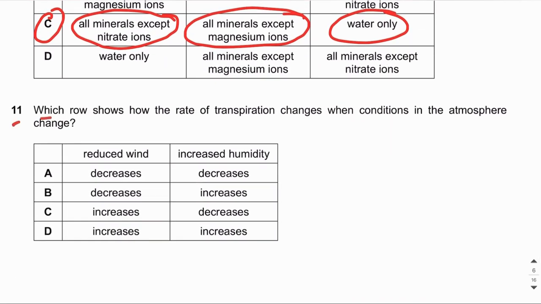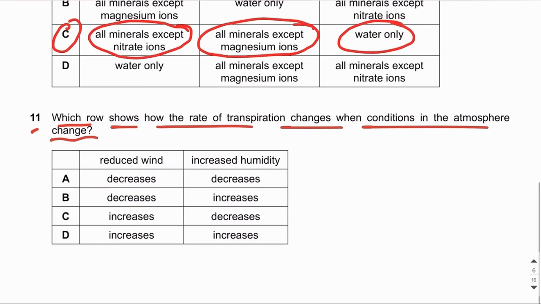MCQ number 11. Which row shows how the rate of transpiration changes when conditions in the atmosphere change? So guys, we have to state that these are the conditions given and what will happen to the rate of transpiration. As you all know, if the wind speed is reduced, the transpiration rate will be low. If you increase the wind speed, the rate of transpiration will increase. And humidity has an inverse relationship with the rate of transpiration. So if there is increased humidity, there will be a decreased rate of transpiration. So the answer is A.